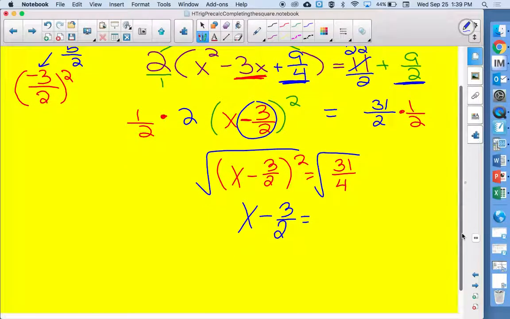Just like we did before on the other 2 problems. When you take a square root of a fraction, Kevin, what do you do? You square root top and bottom. Yeah, you square root the top and you square root the bottom. Most cases, that bottom number is going to be nice so that you can take the square root of it. Don't forget the plus or minus. Just because it was a fraction, it still gets a plus or minus. So adding the 3 halves, the plus or minus, and then the square root of 31 over 2.